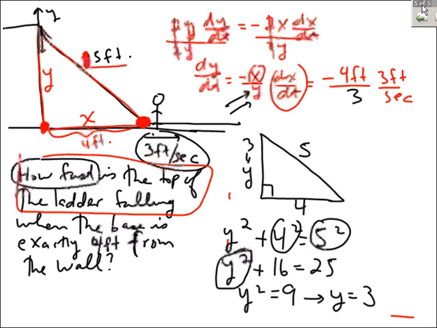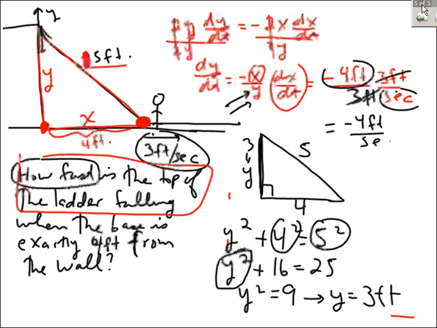If y squared is 9, y can be negative 3. Or what would it mean for the length of a side of a triangle to be negative 3 feet? Okay, so y is 3 feet. And actually the 3 feet cancel, and we get negative 4 feet per second.